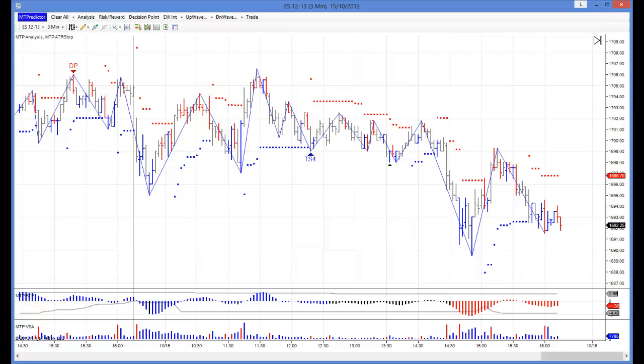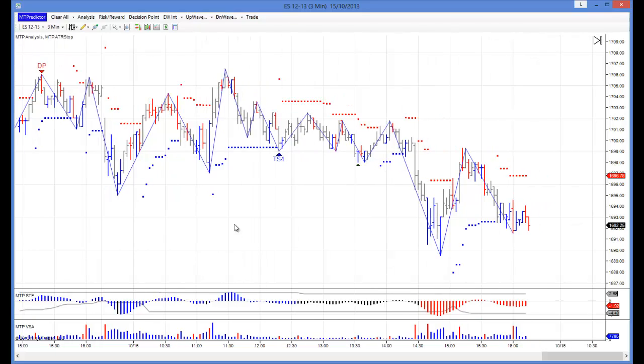In today's video I'd like to take a look at the US E-minis and how they unfolded yesterday using our MTP add-ons for NinjaTrader 7, which is what you're looking at here. I particularly want to focus on how we use the larger degree trend to help filter our automatic setups.